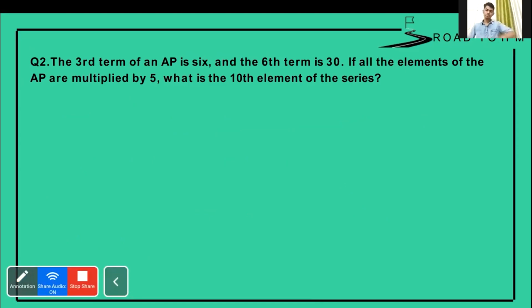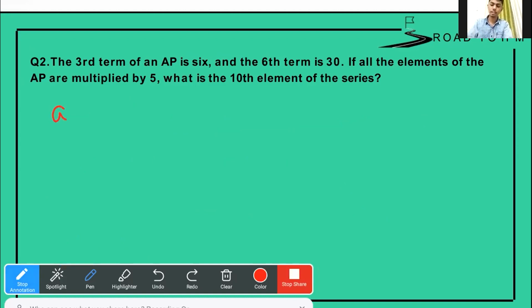Question number 2. It says the third term of an AP is 6. So A3, right? A3 is 6. A6 is 30. What next? All the terms of the AP are multiplied by 5. What is the 10th element of the new series? Okay. Let's take an example. This question will be covering the first subtopic of AP, you could say, the first concept under the division AP. I'll give you an example to explain the concept.